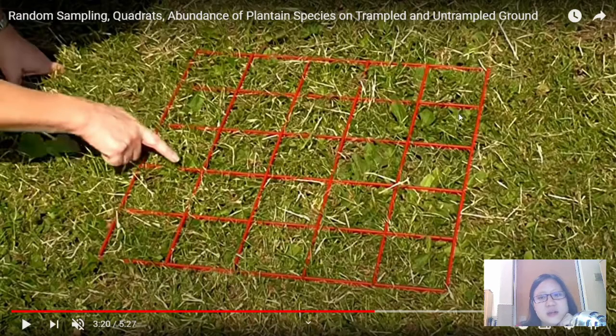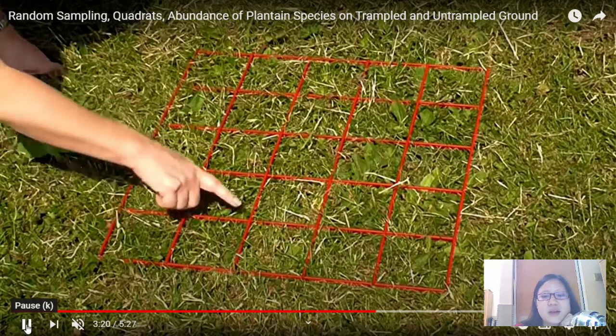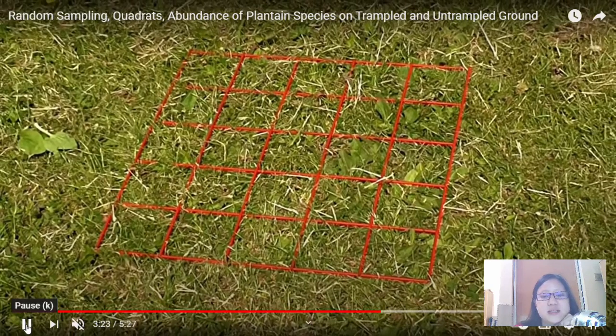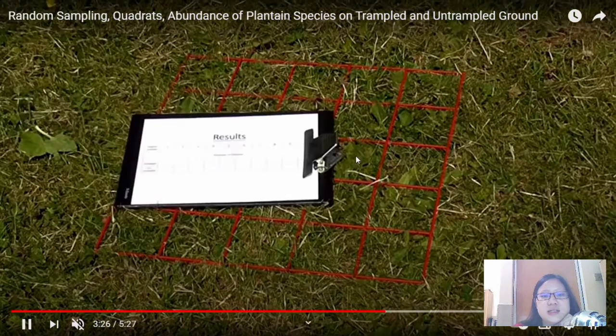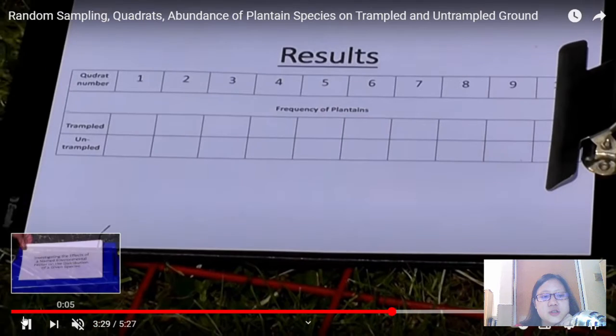You can roughly see some plantain species here. You can see these ones are quite low. It does take some observational skills to be an ecologist, a scientist involved in ecology, basically. But yeah, you can see that, and you can count that, and you can actually put that in a table.